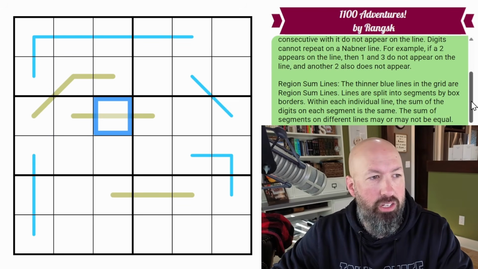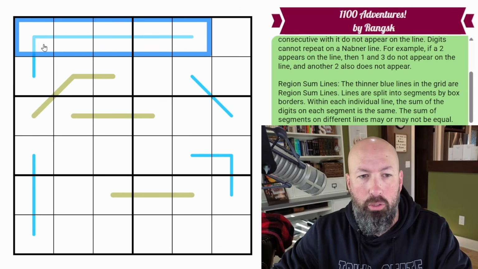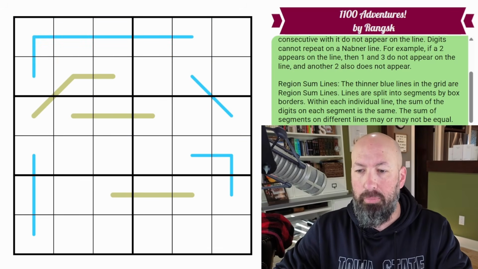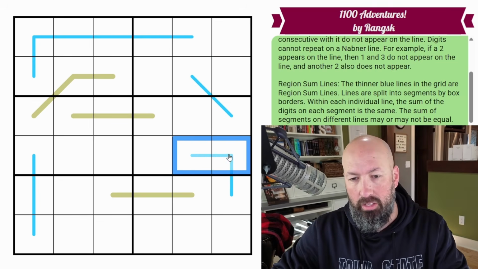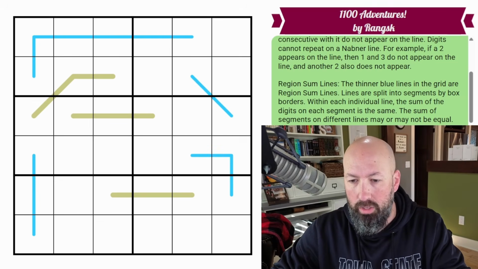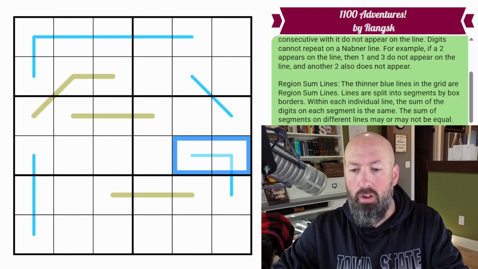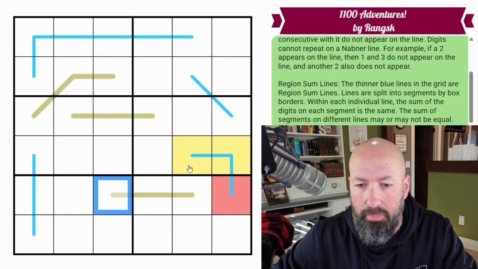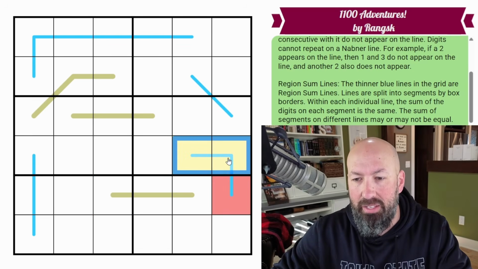And then we have region sum lines. The thinner blue lines in the grid are region sum lines. The lines are split into segments by box borders. So like these two would be, I'm hitting all the wrong buttons. See, you get an amateur like me in here and they're hitting the wrong buttons. Okay, so these would be a segment.